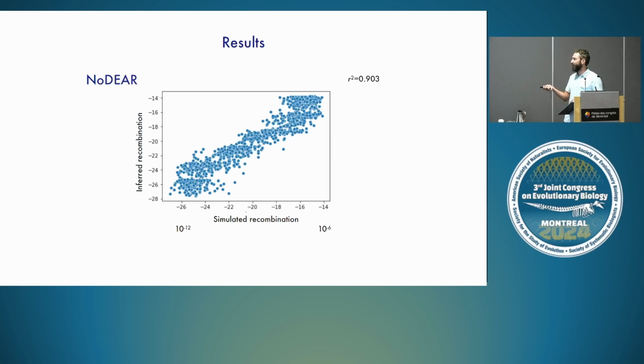At very high recombination rates, it can't really tell the difference. There's a lot of trees. Everything looks like the expected value. At very low recombination rates, every window has 1 or 2 trees, and it can't really distinguish among them. But in biologically realistic regions of parameter space, NoDEAR is really, really good at predicting what your recombination rate is just from seeing your vector of allele frequencies.